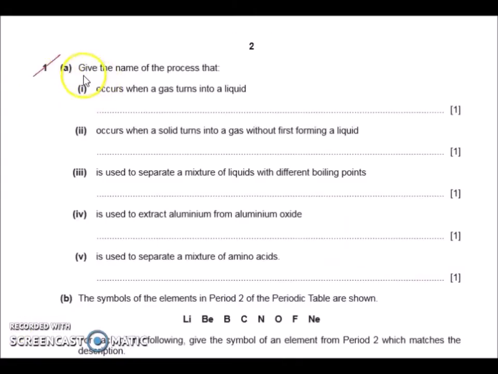The first one: give the name of the process that occurs when a gas turns into liquid. So it's condensation. Number 2: occurs when a solid turns into gas without first forming a liquid. This one is sublimation. Number 3: used to separate a mixture of liquids with different boiling points, like water and alcohol. So we will use fractional distillation.